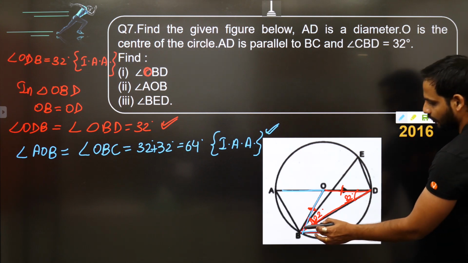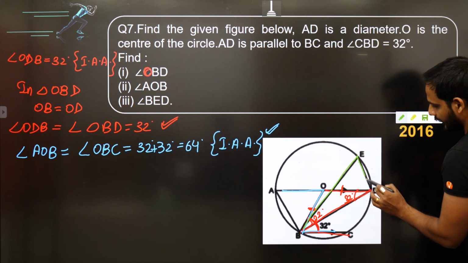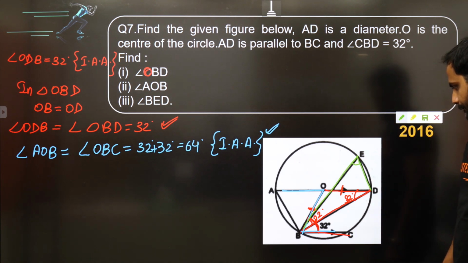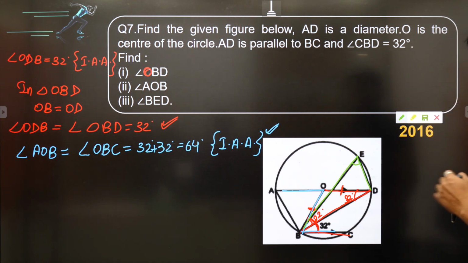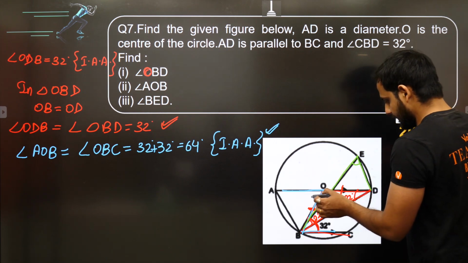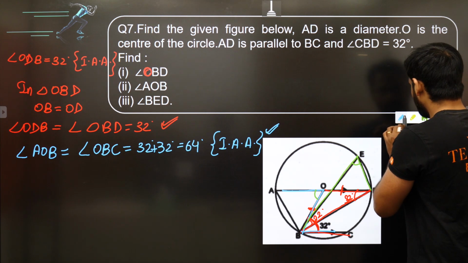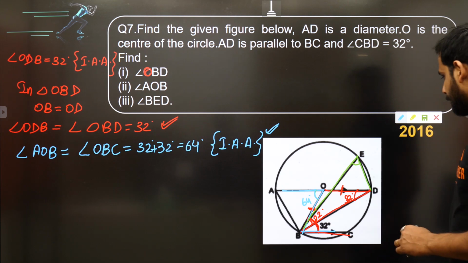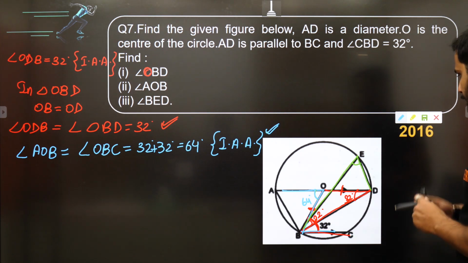Third, you want angle BED. Chalo, you want to talk about now this angle, angle BED. Now we need to think about this part. Sir, we know whatever we know. First, let us get that part. So we now know that, sir, this is also 64 degree. BD is this part. Understood. Very easy now.